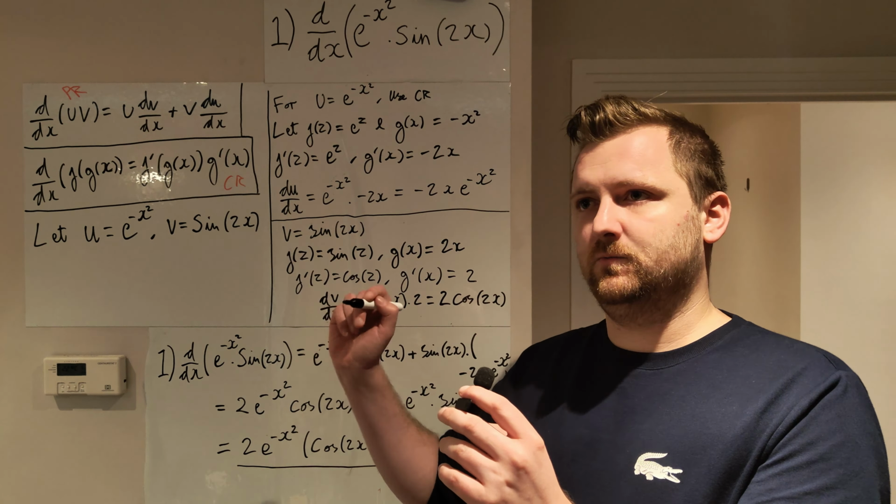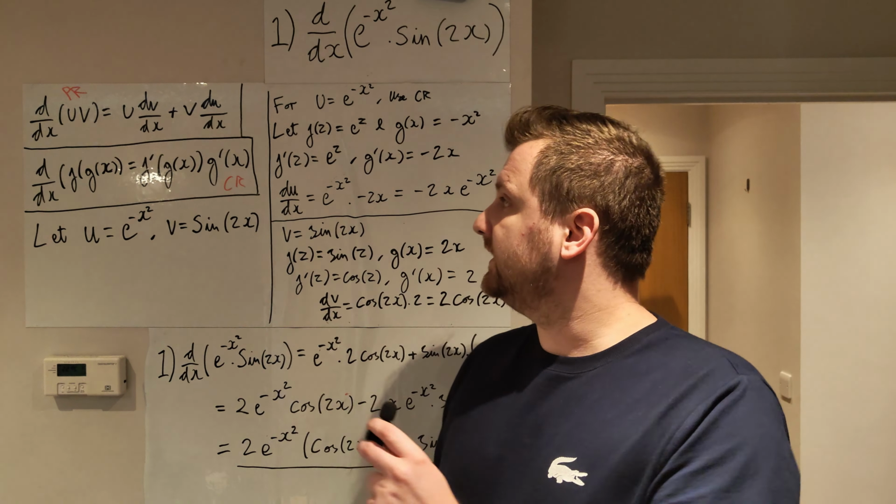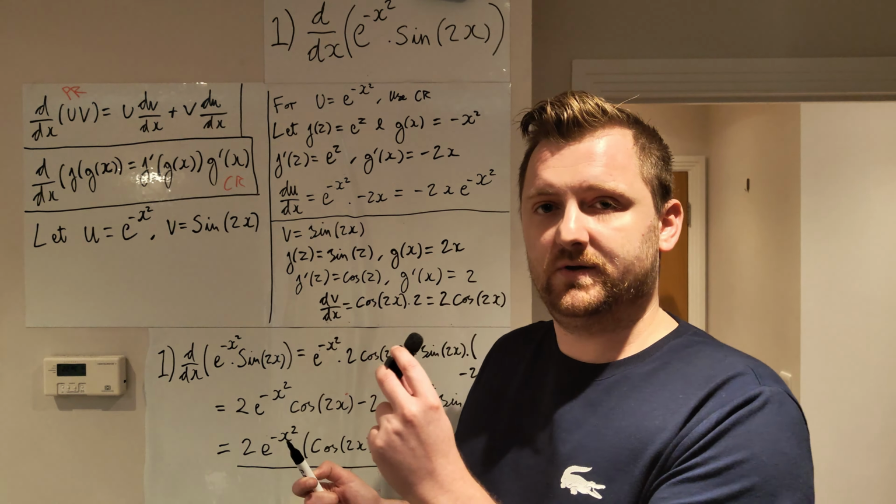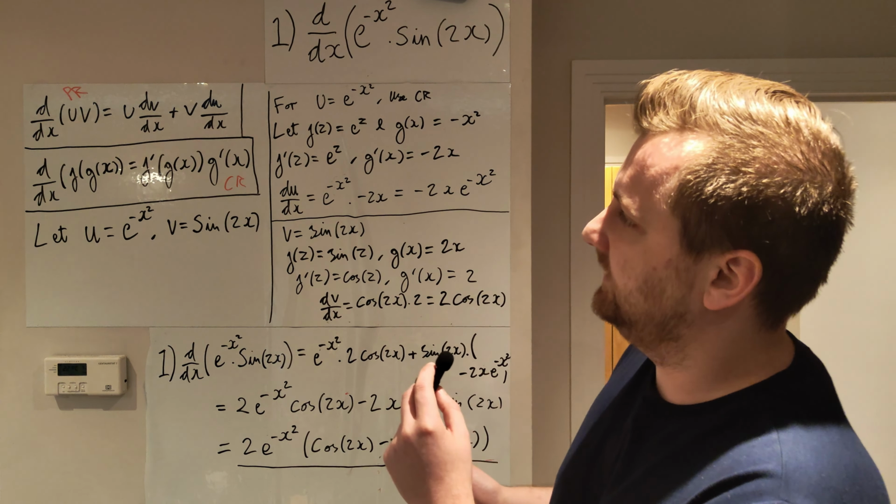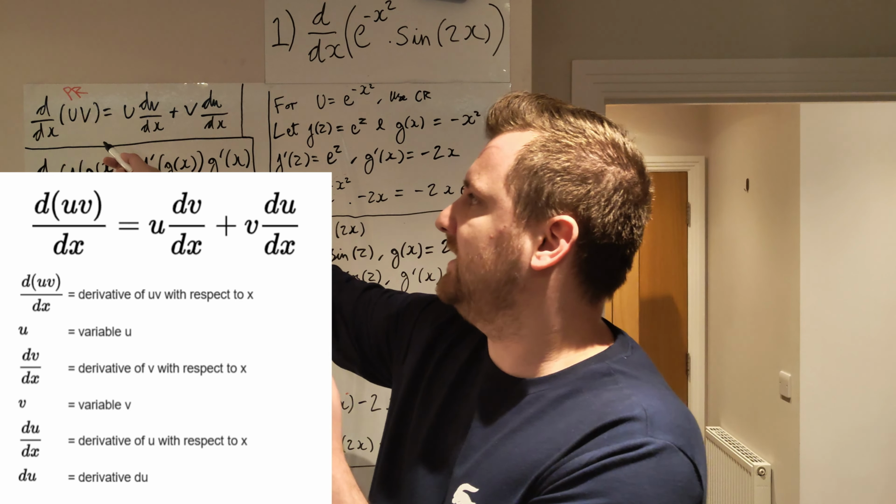That as u times dv over dx plus v times du over dx, and that is effectively a successful differentiation.